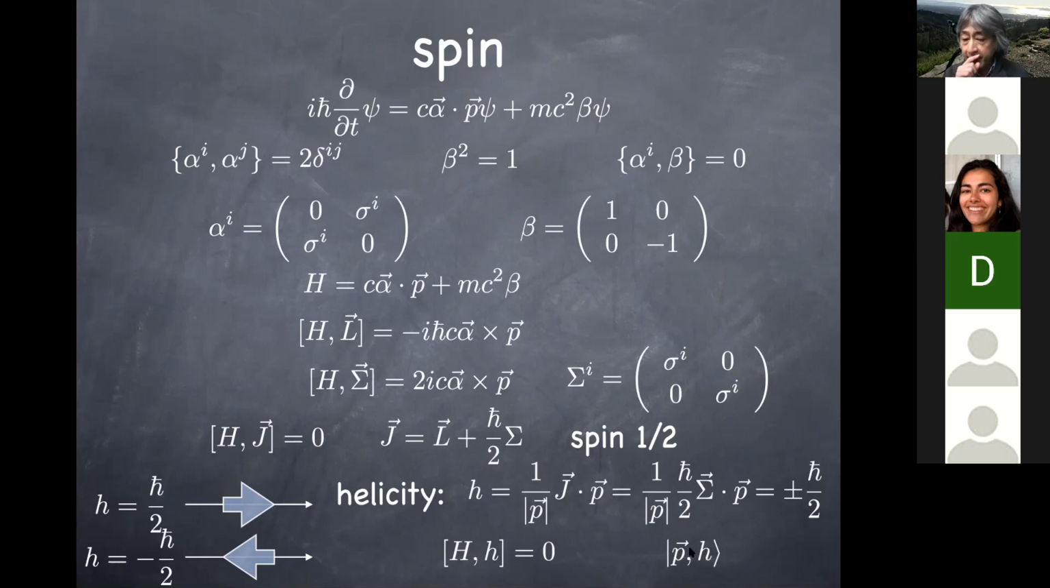Am I answering your question, Akhil? Yeah, sure. I was just wondering about the correspondence between defining it along a predefined axis, and then making the correspondence between that and defining it along the momentum axis as we should.